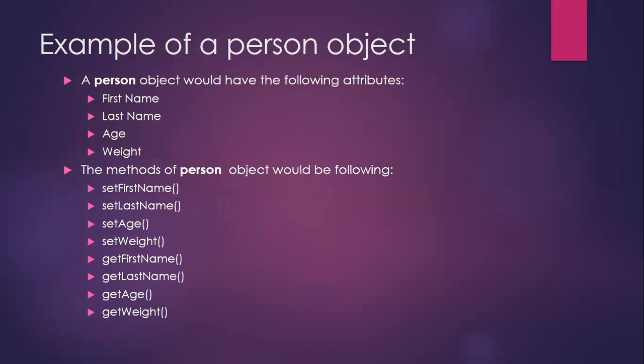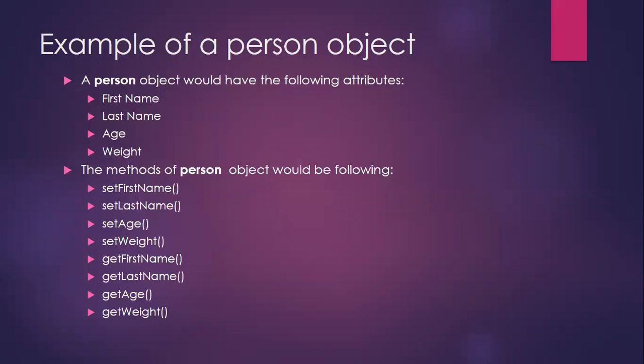Now if you define a person object, so if you consider a person as an object, what are the basic things that a person would have as its attributes? First name, last name, age, and weight. Based on these things, we can define a person with set first name function, set last name function, set age, and set weight. These kinds of functions are used to set a certain value inside the person's method, so that we can create a person out of a person class.